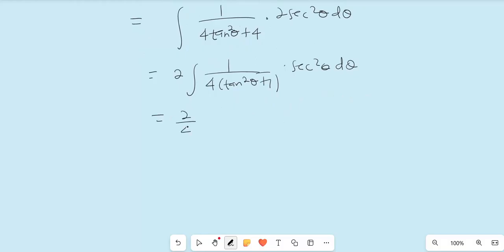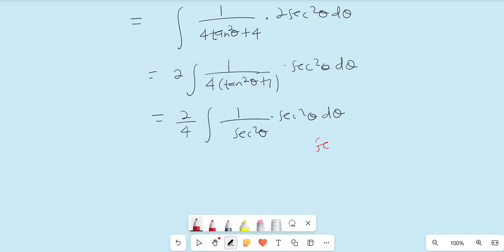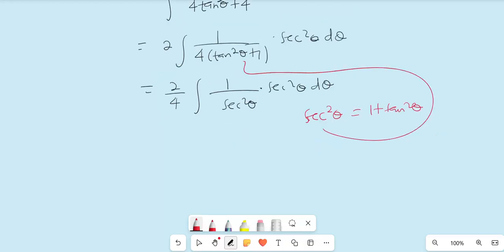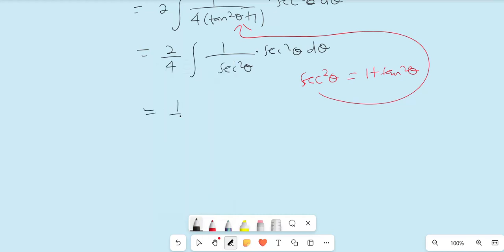So we can factorize 1 over 4 out, so that should be 2 over 4 in front. 1 over this is secant squared theta, times secant squared theta d theta. I've done this several times in my other videos. You know that secant squared theta is equal to 1 plus tangent squared theta, or tangent squared theta plus 1. So we can just plug that in here. So 2 over 4 is half. The integrals cancel, we are left with 1 in the theta world, which is just 1/2 of theta.